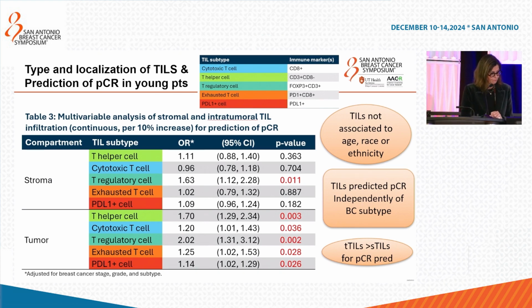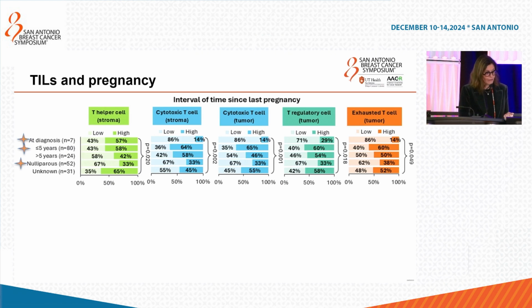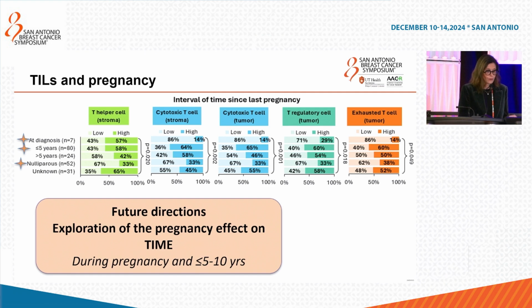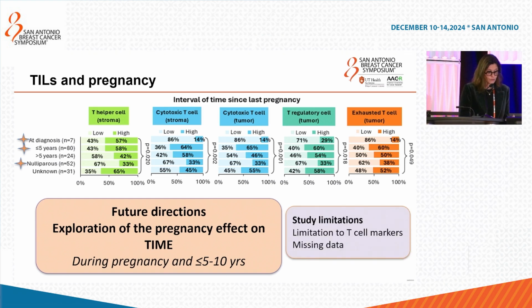the stromal TILs. Looking at pregnancy effect, there were very interesting data at diagnosis with very low levels of TILs in the population of pregnancy, cancer during pregnancy, with also a higher population after 5 years of pregnancy, different from nulliparous women. So really, I think those results are interesting and they need further exploration on the effect of pregnancy on tumor microenvironment. And after, limitation of the study.